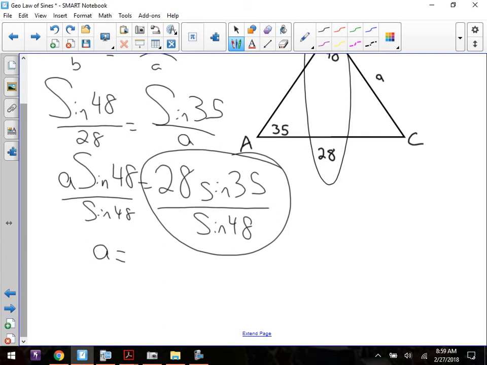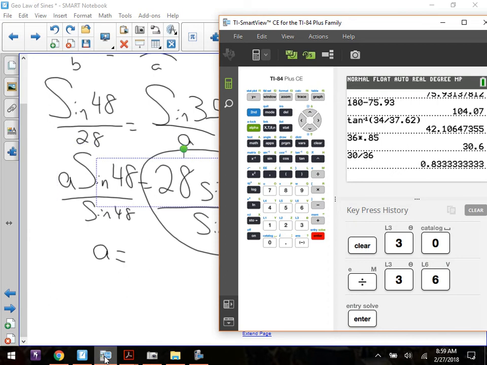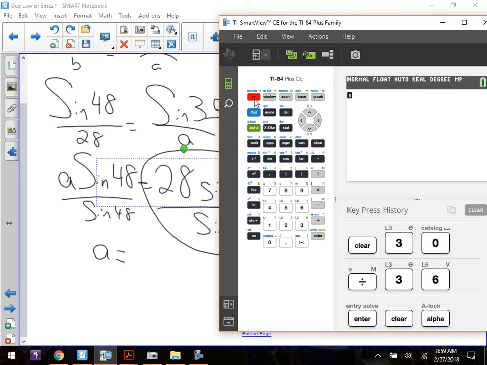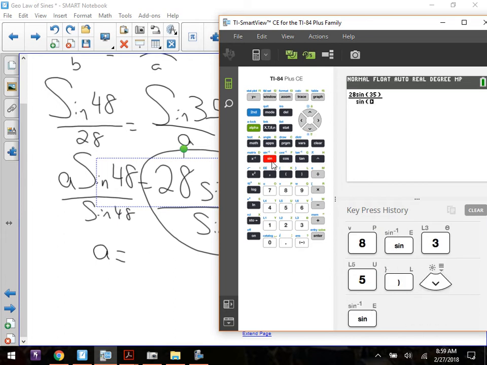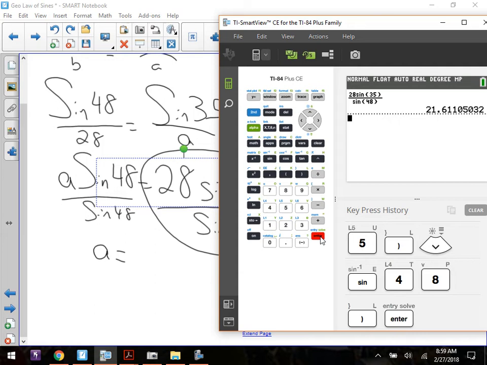So in the calculator, let's see here. Remember, make a fraction bar. I type in 28 sine of 35 over sine 48. And it looks exactly like what I wrote. And what do I press? Enter. And there's side A. It's quite literally setting up a cross multiplying. And when you do that, round to 2 decimal places, and you get 21.61.